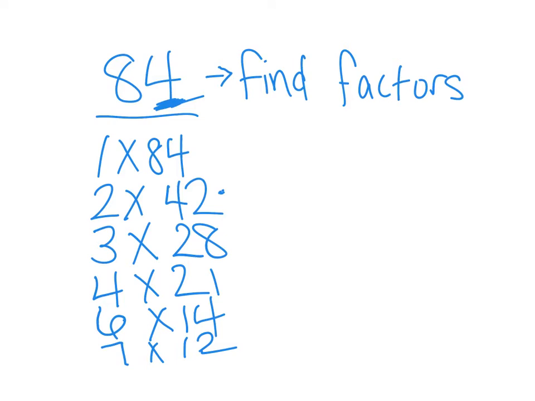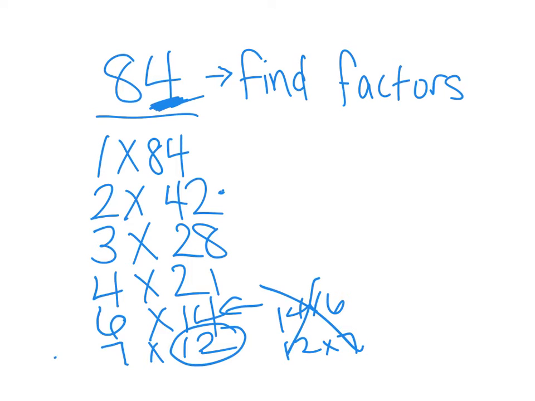Now 8. Does 8 go in there? No. 9? No. 10? For sure no. 11? No. We can stop there because if we continue, we're just going to flip-flop these. It's going to be 12 times 7, 14 times 6, and it's the same number. So we can stop right here.